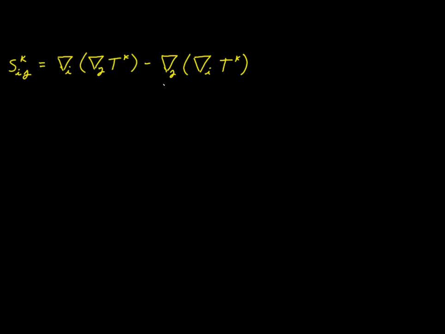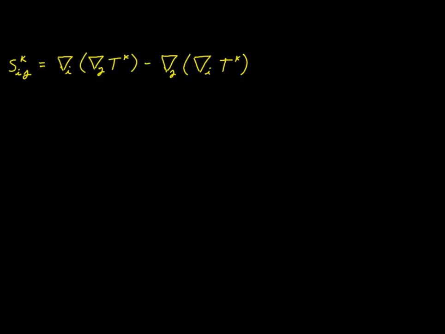Now the first question here is, are we dealing with a tensor equation? Well, the answer to that is yes, because when we take the covariant derivative of a tensor, we always get a tensor. So this is going to be a tensor. Now we're taking the covariant derivative again of a tensor, so the final result is going to be a tensor. The same is true over here. And of course, the difference of two tensors with the same index structure is also a tensor. So we are dealing with a tensor equation.